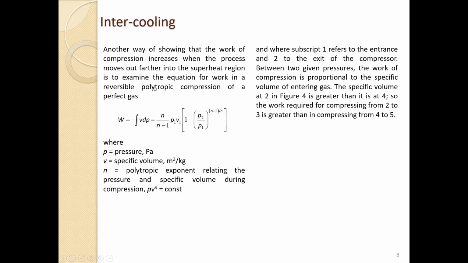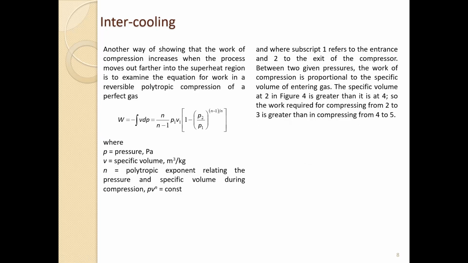Another way of showing that the work of compression increases when the process moves out further into the superheat region is to examine the equation for work in reversible polytropic compression of a perfect gas, which is W is equal to negative the integral of v dP, equal to n over n minus 1 times P1 v1 times 1 minus P2 over P1 to the exponent n minus 1 over n.